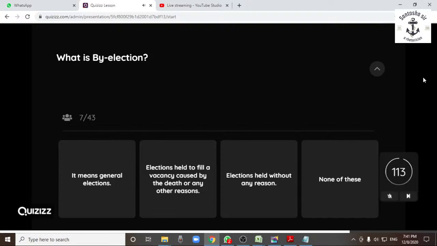What is by-election? We had this question even in our social quiz, I guess. What is by-election? And definitely you don't need 2 minutes for this question. I agree with you. 90 seconds more. Only 18 members answered it. You should be able to answer it real quick. What is by-election?